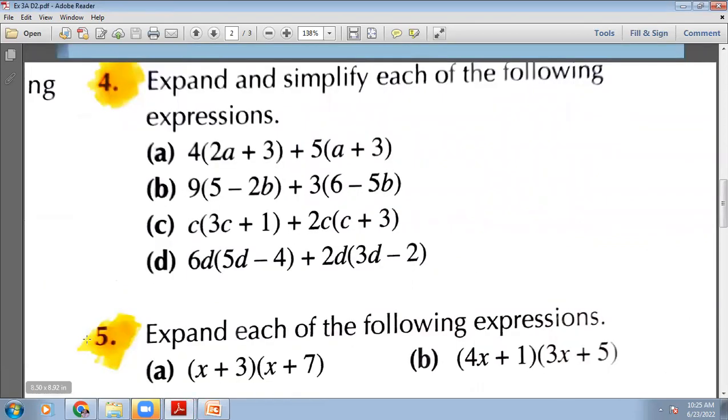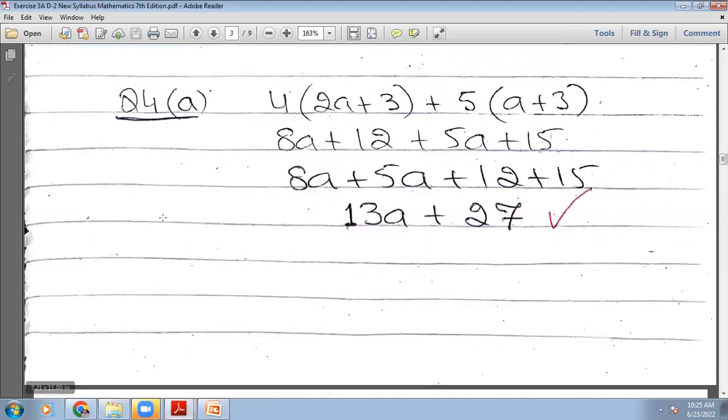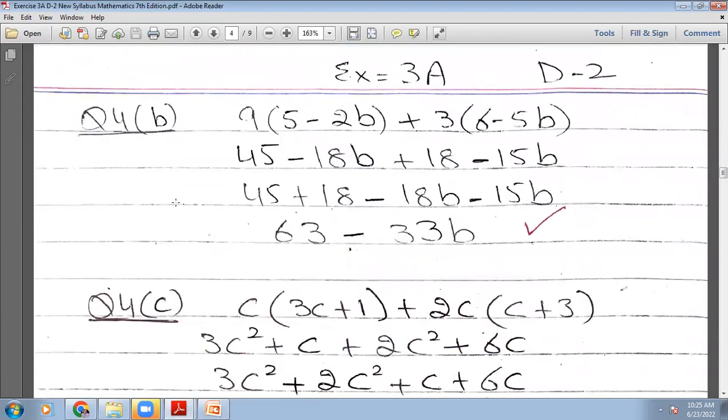Okay, the next part, B part. So here we go. This 9 will multiply with both these terms, as this 3 will multiply with both these terms. So you will have 45 minus 18b plus 18 minus 15b. Now we will arrange the like terms. 45 plus 18 minus 18b minus 15b. 45 plus 18 is 63, and minus 18 minus 15 is minus 33b. Hopefully you understand.